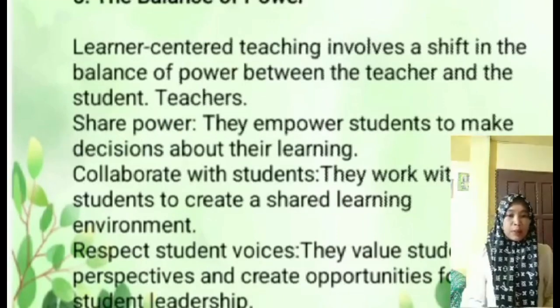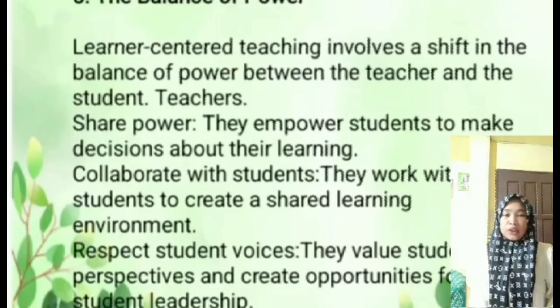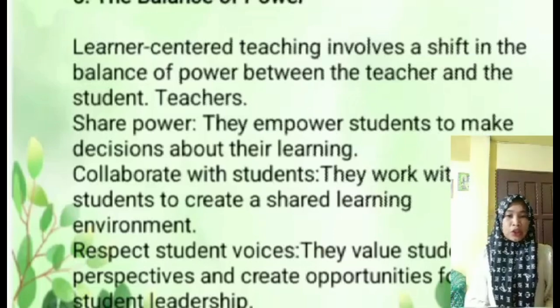So, the balance of power. Learner-centered teaching involves a shift in the balance of power between the teacher and the student. Teachers share power. They empower students to make decisions about their learning. Collaborate with students. They work with students to create a shared learning environment. Respect student voices. They value student perspectives and create opportunities for student leadership.